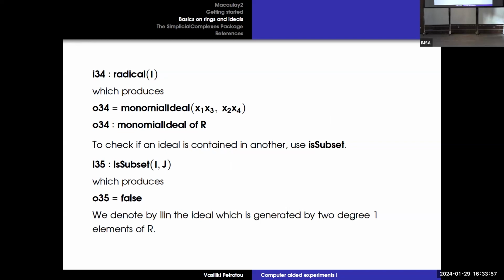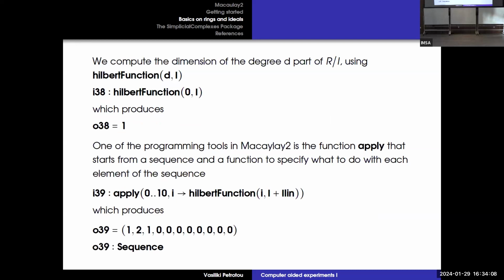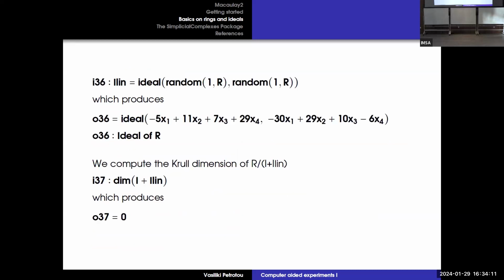Now we will denote by Ilin the ideal which is generated by two degree 1 elements. So we write Ilin equal to ideal, and we take random 1 of R twice in order to have the ideal of two linear elements. And we can define the Artinian reduction, R over I plus Ilin, and we can compute the dimension, and it says that yes, it's 0 dimensional, so we have an Artinian ring, right?